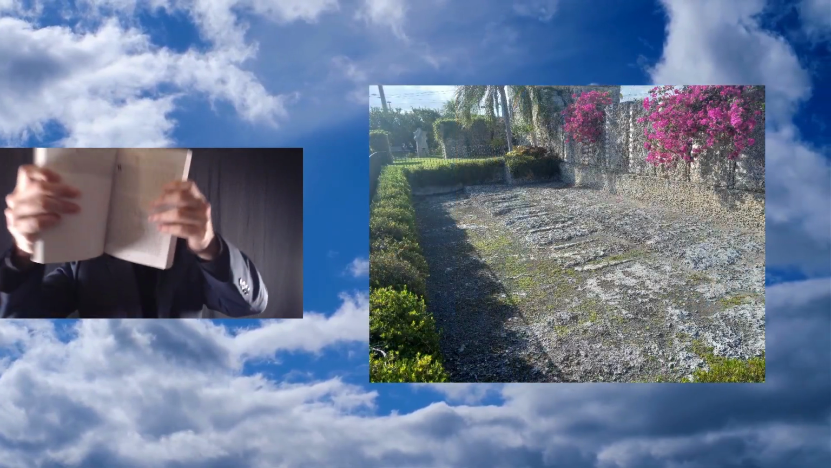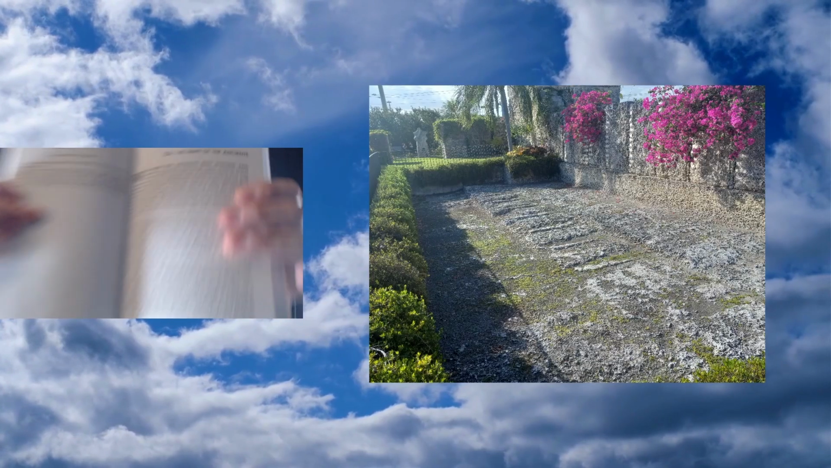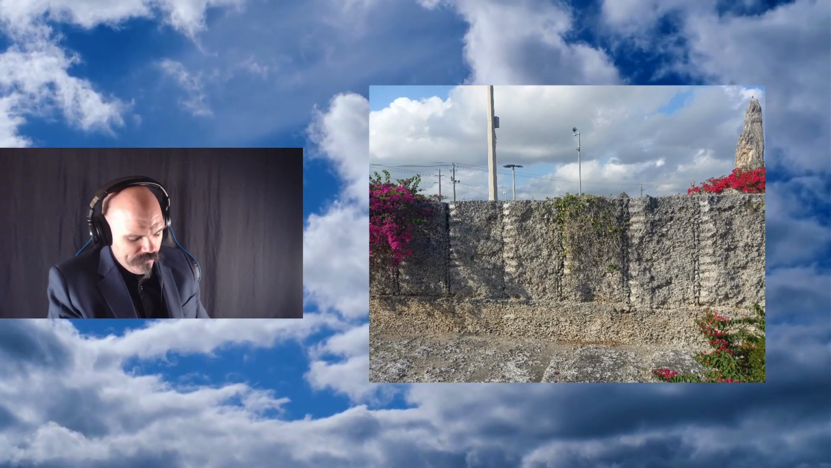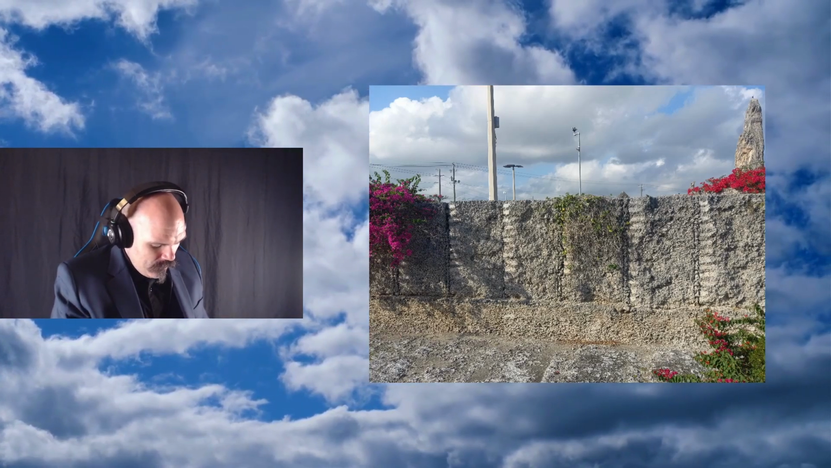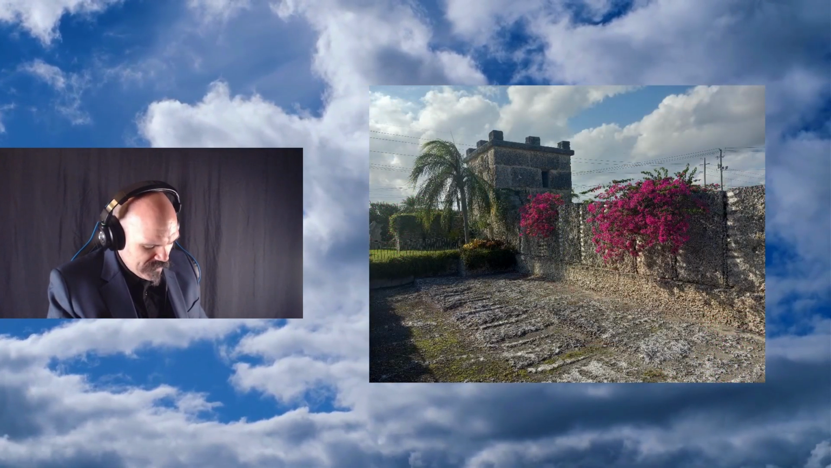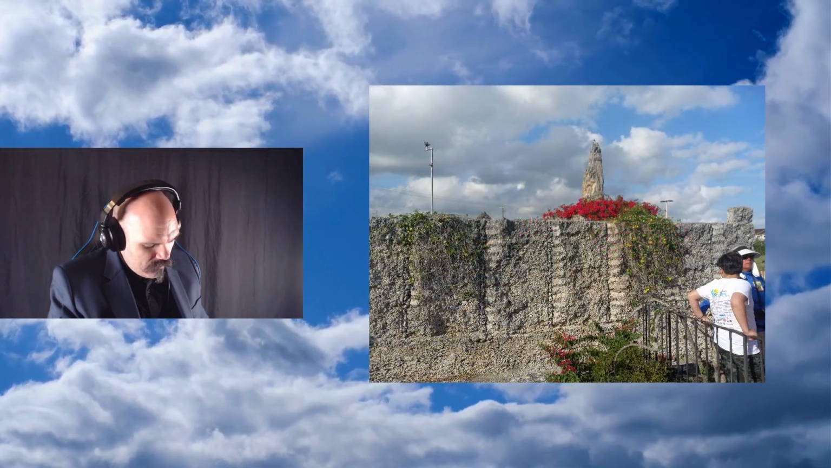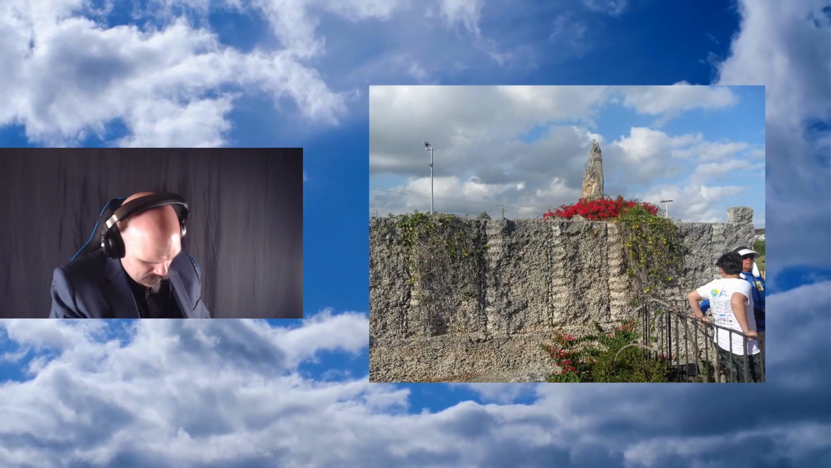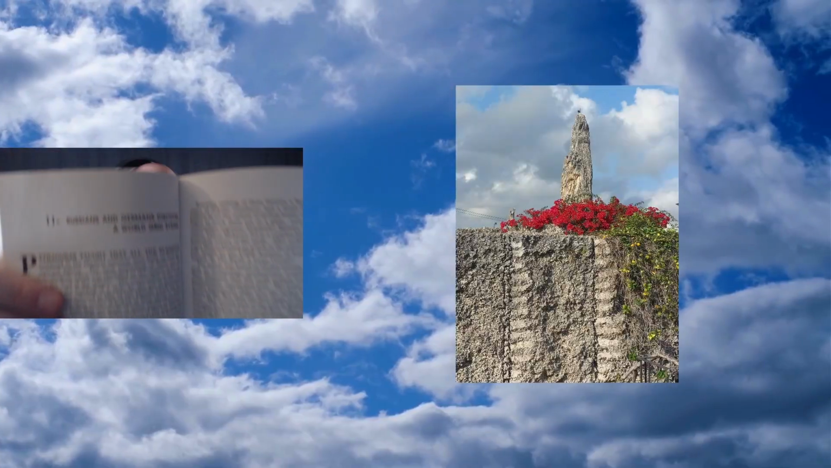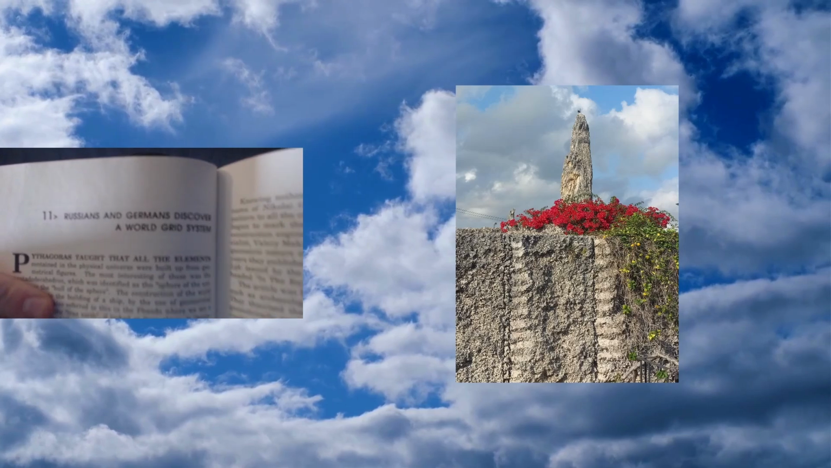Next week we will be reading Chapter 10, The Maps of the Ancients. We'll be here every Tuesday for the rest of the month, and then I'll be taking a week or two hiatus. Won't be too long, I'll be back, and there will also be re-uploads happening during that time, I believe. So we'll read chapters 10 and 11 for next time, Chapter 11 being Russians and Germans Discover a World Grid System.